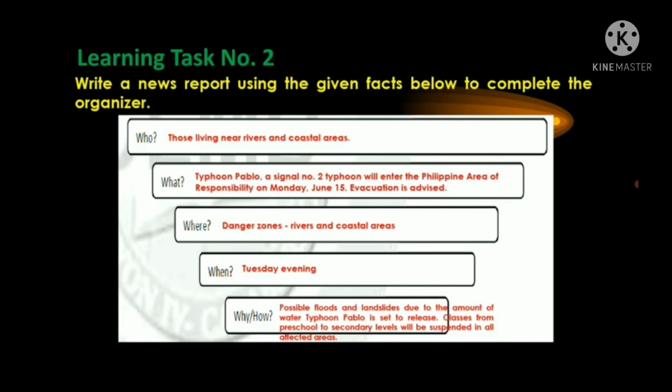And here are the correct answers. The answers for the WH questions. You may pause the video so that you can check thoroughly the correct answers.